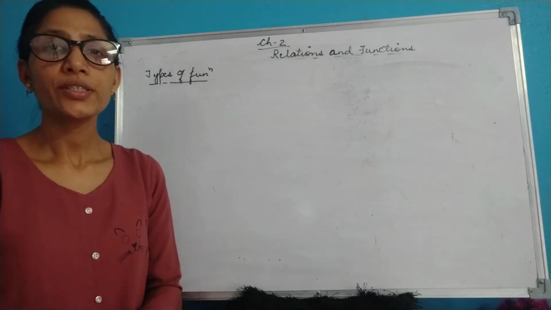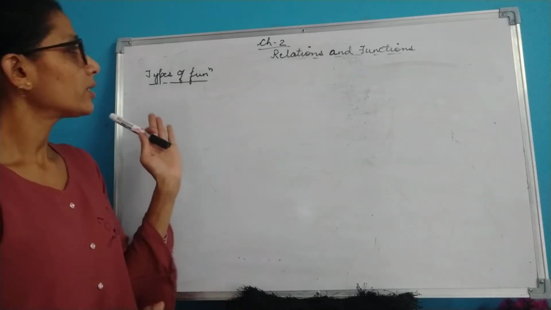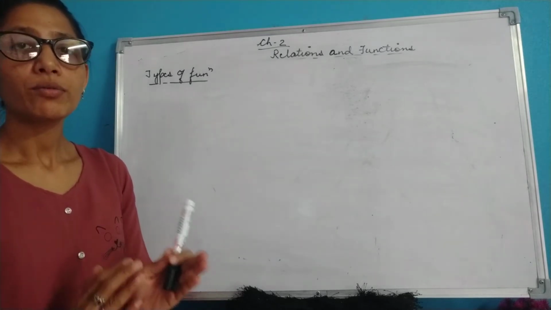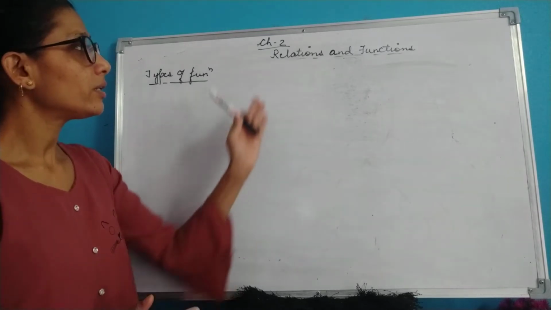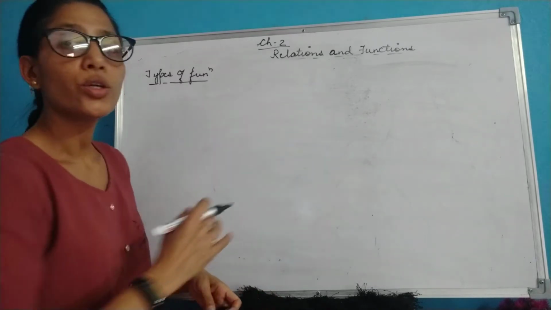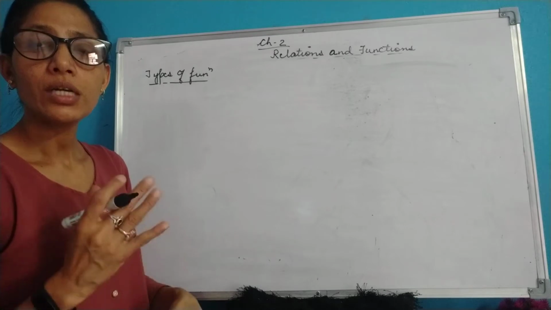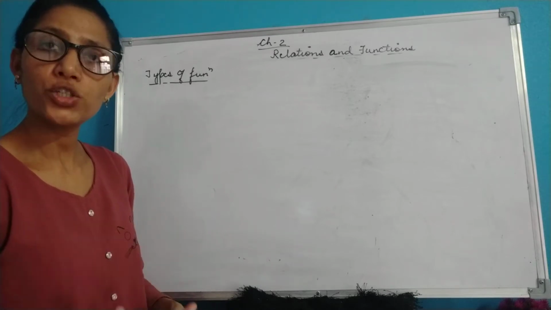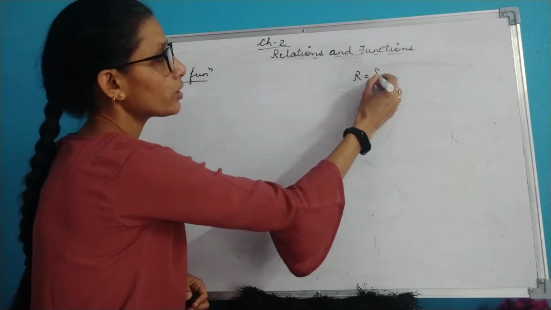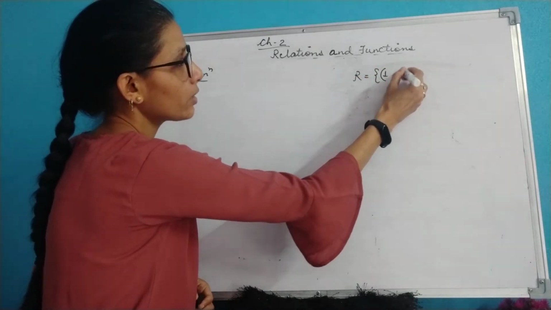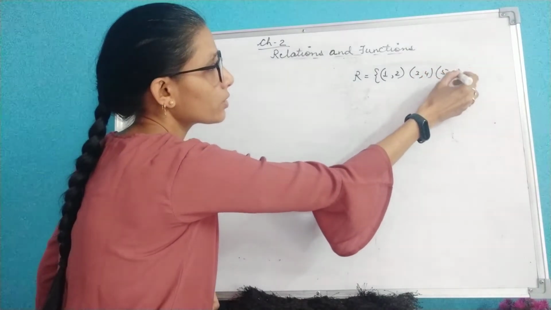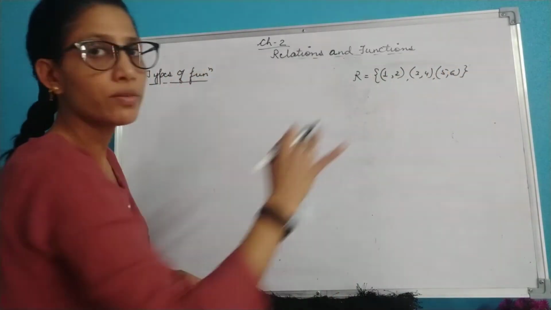Children, today we are going to learn types of functions. But before starting with this topic, I would like to recall the definitions of relations and functions. Children, a relation is a subset of the Cartesian product from A to B. Let's suppose your relation is defined as (1, 2), (3, 4), (5, 6). So this is your given relation.